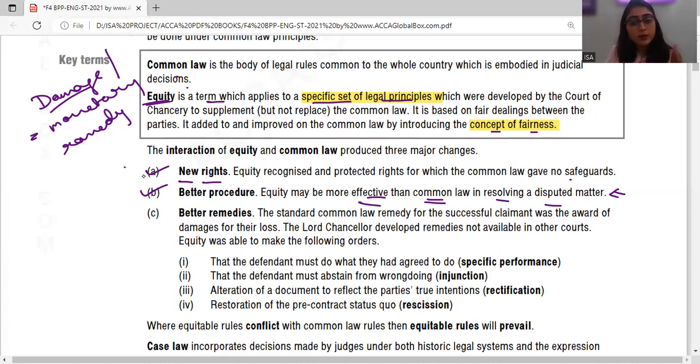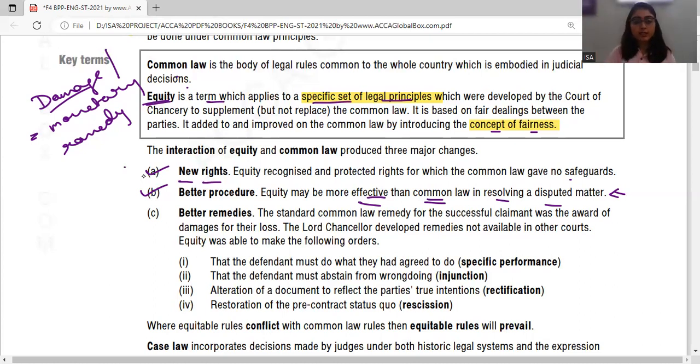Getting the point. That's why equity is more effective than common law. Because common law says, okay, चोरी की हाथ काट दो, खत्म बात. रेड लाइट तोड़ी, ट्रैफिक रूल्स ब्रेक किए, 1000 रुपए चलान. No ifs, no buts. Right? But what is equity? Accident हो गया.